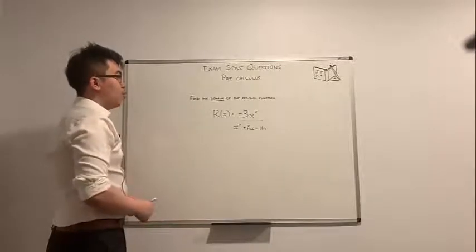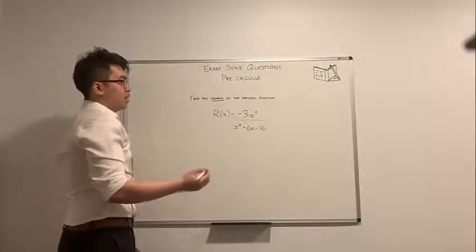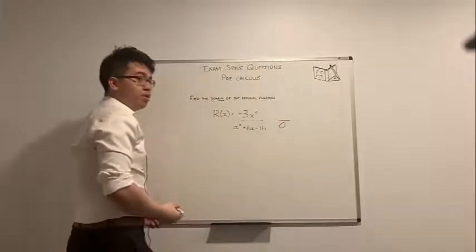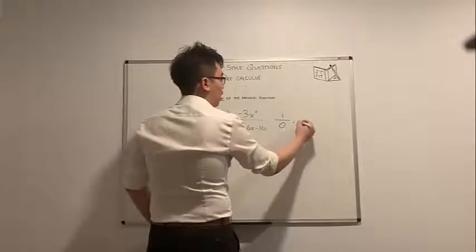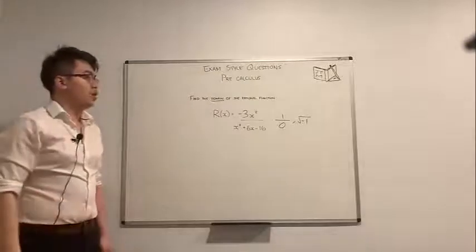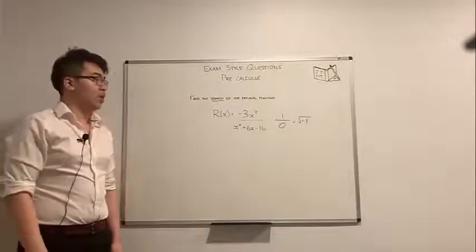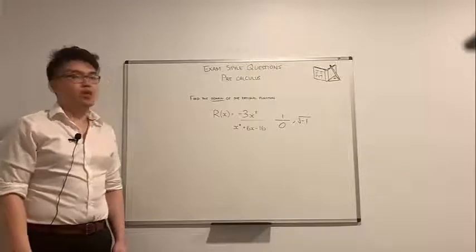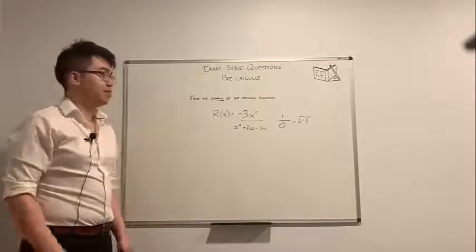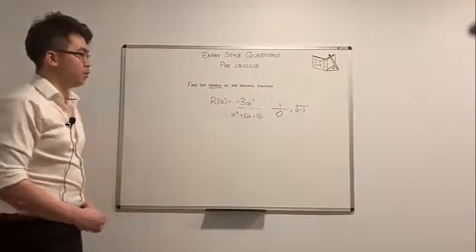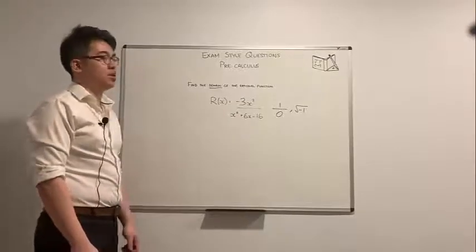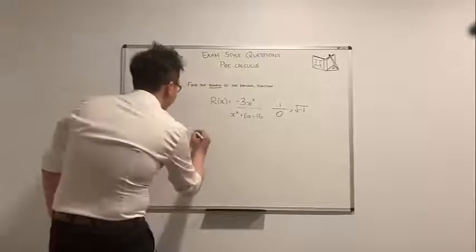Now when I think of domain, I think to avoid these 2 situations: division by 0 and square root of any negative number. Now there is in fact a division going on here, which means we are going to want to avoid division by 0. Now how exactly do we do that? To find where division by 0 occurs, I would have to look at the possible x values where x squared plus 6x minus 16 equals 0. So let's write that out.